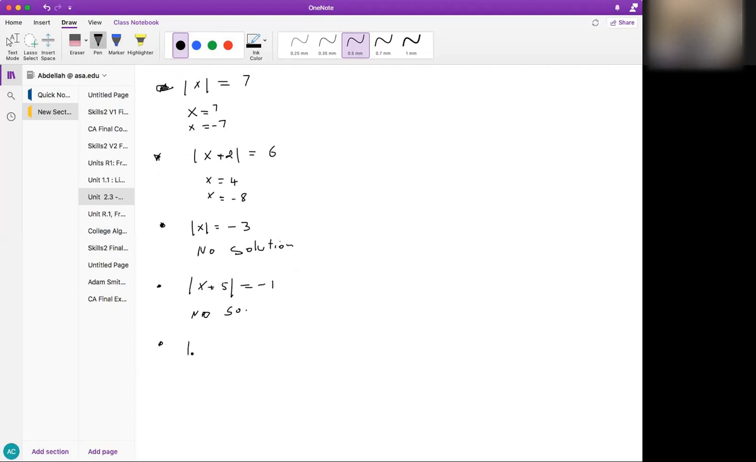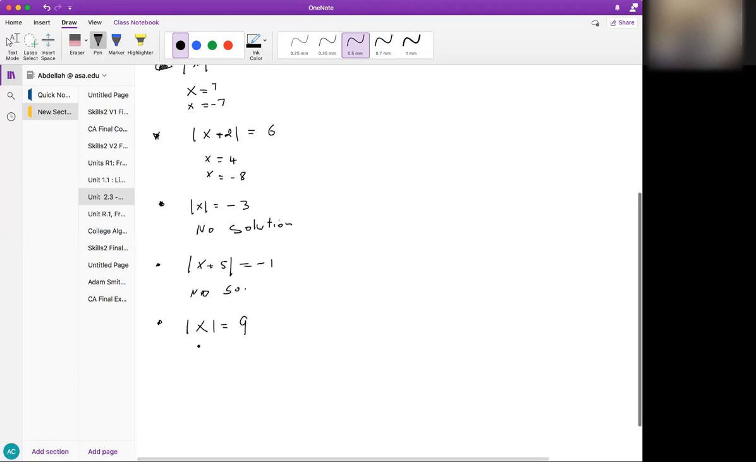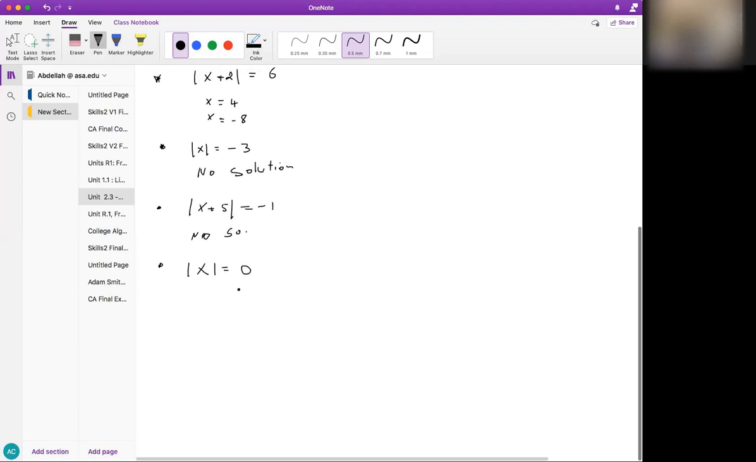Another case is, what if you have absolute value of x is, let's say, 0 instead? What could x be? Would it be 0? That's right, it could only be 0, because the absolute value of 0 is 0, as we saw earlier.